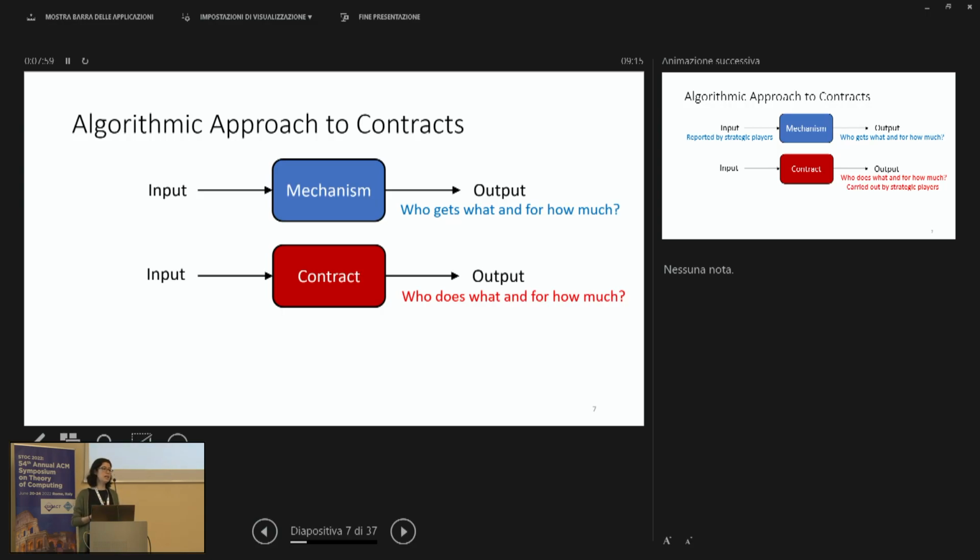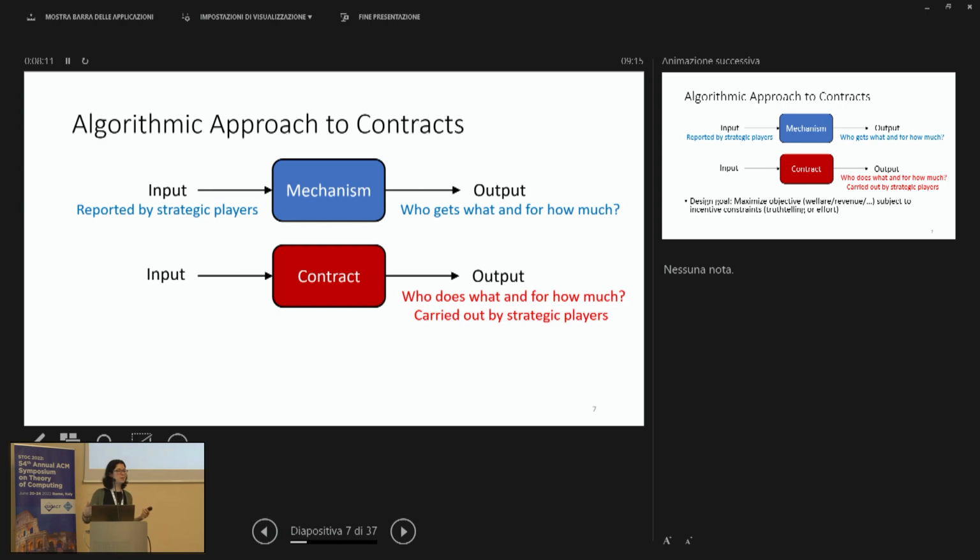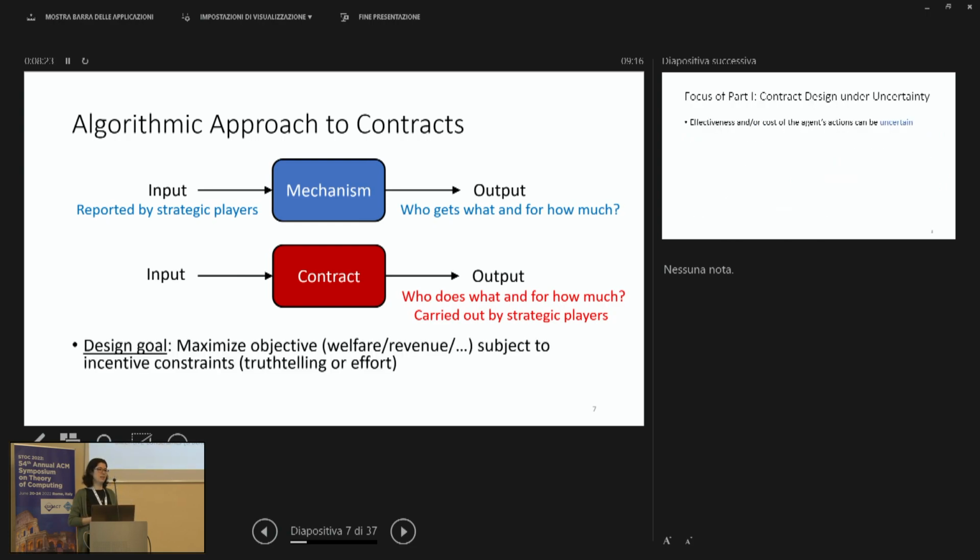And what makes this a sub-area of algorithmic game theory is the interaction with strategic players. For a mechanism, the input is reported by strategic players, and for a contract, the effort is carried out by a strategic player. Your algorithm computes some solution, but it's only a recommendation to the strategic agent. The strategic agent has to choose to put in the effort to carry out the output of the algorithm. Both of these are optimization problems. You're maximizing some objective, maybe welfare, maybe revenue. We'll be focusing on revenue. And the optimization problem is subject to incentive constraints. In mechanism design, you're trying to incentivize truthfulness. And in contract design, you're trying to incentivize effort.